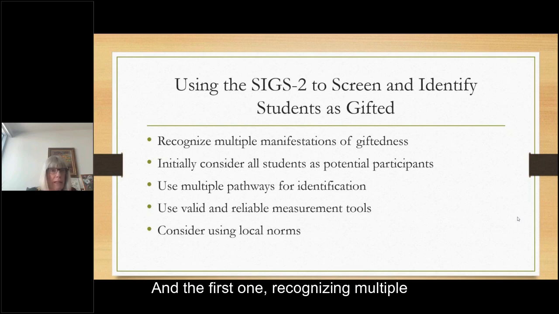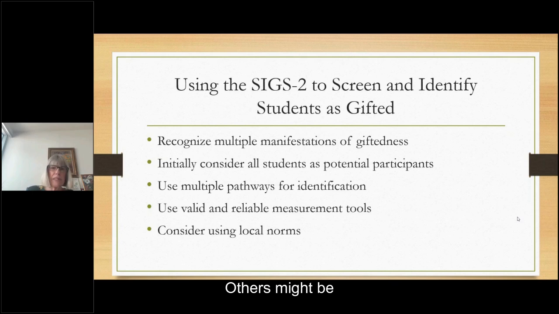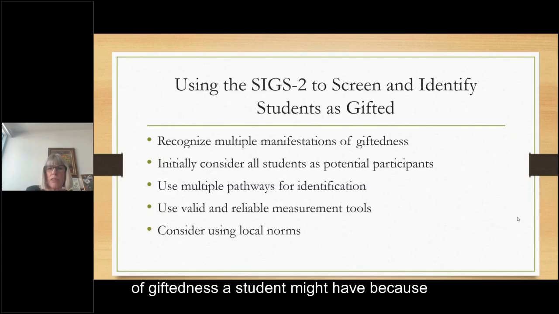And the first one, recognizing multiple manifestations of giftedness, is, of course, that students can express their talent in many different areas. That's the nice thing, I think, about the SIGS 2, that you have domain-specific fields that you can rate: mathematics, social studies, language arts, and science. Some students might manifest their giftedness in mathematics, others might be extremely creative, but you have that opportunity to look at the type of giftedness a student might have, because you have 7 different areas.